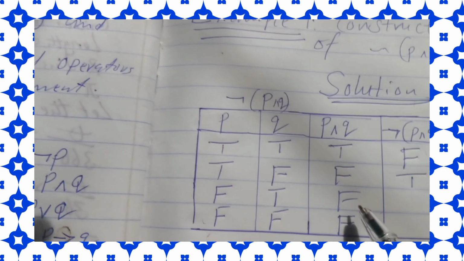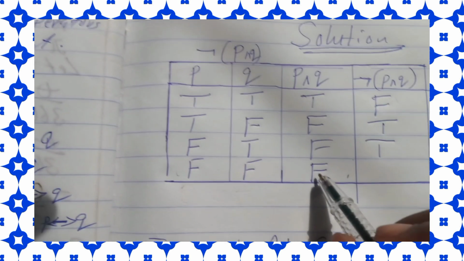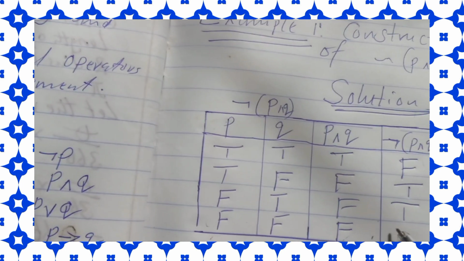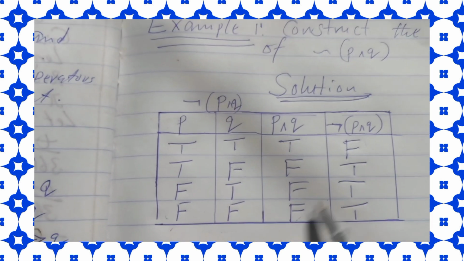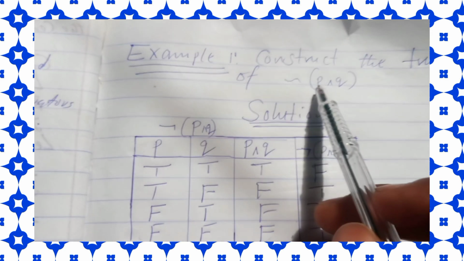So the opposite of false is what? It will be true. Because it's false here, the opposite of false is true. Again, it's false here, so the opposite is true. And that is how to solve the truth table of this question, the negation of P and Q.